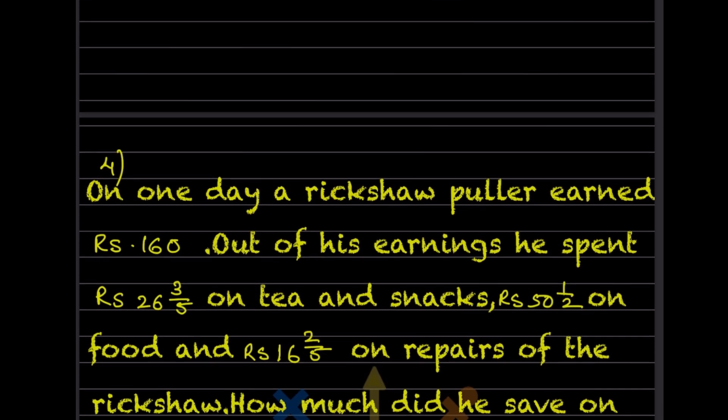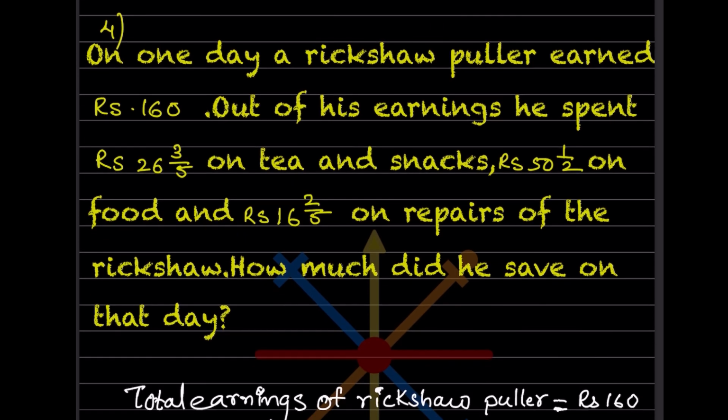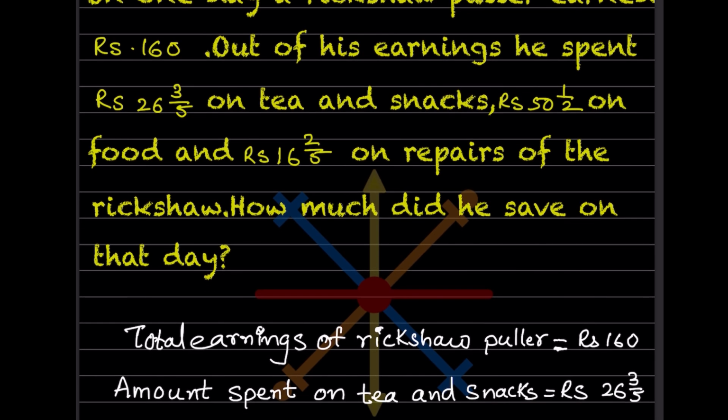Now here, on one day a rickshaw puller earned rupees 160. Out of his earnings, he spent 26 integers 3 by 5 on tea and snacks, and rupees 50 integers 1 by 2 on food, and rupees 16 integer 2 by 5 on the repairs of the rickshaw. How much did he save on that day? So first thing, the total earnings is given in the first sentence. In this one they have given the total he earned is rupees 160. So we can write the total earnings of the rickshaw puller, that is 160. Now we'll write here the amount spent on tea and snacks.